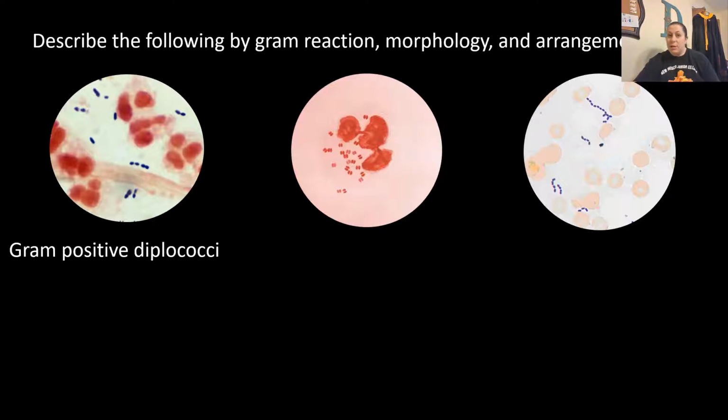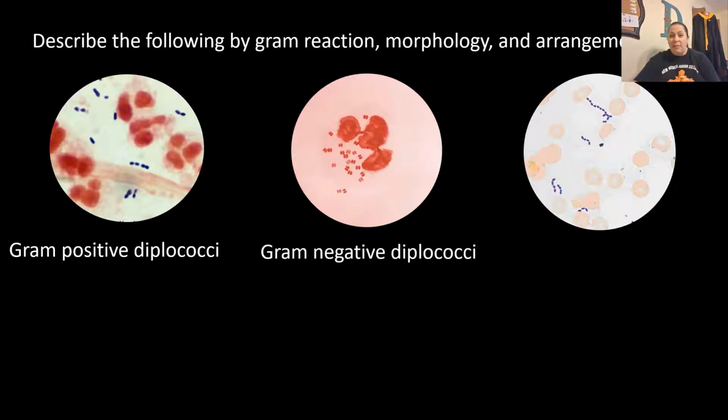Okay, so we're looking at the smaller cells here because bacteria are smaller. They're prokaryotic cells. And so these are going to be gram positive. If you'll notice, they're in twos. So that's the diplo, and they are circular. So that's the cocci. So this is gram positive diplococci.